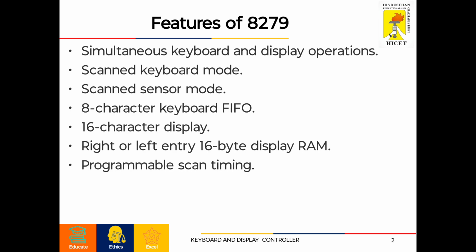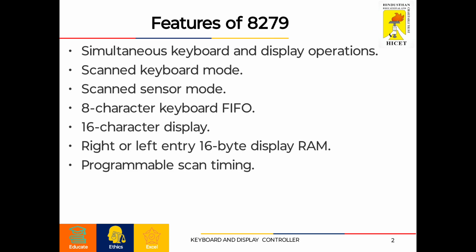display refreshing. So the main features of 8279 are: first one is simultaneous keyboard and display operations. It performs both the operations, that is keyboard and display, simultaneously. Next one is scanned keyboard mode and scanned sensor mode. We will see in detail in later slides. Next one is 8 character keyboard FIFO. That is, at a time we can store up to 8 characters in the FIFO, first in first out queue.